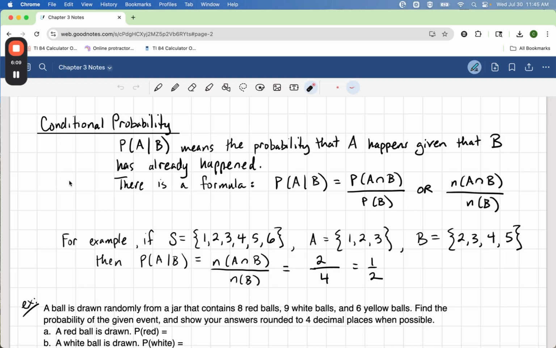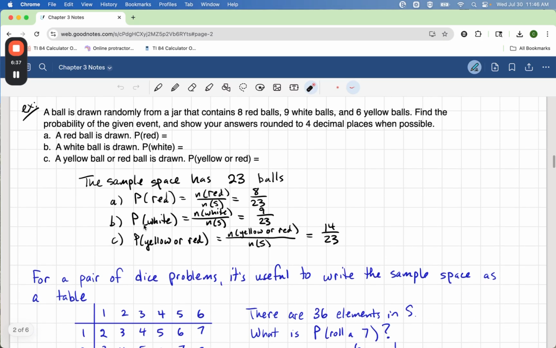So, for example, if S is 1, 2, 3, 4, 5, and 6, and A is 1, 2, 3, B is 2, 3, 4, 5, then probability of A given B would be the number of elements in A and B, which is 2, because 2 and 3 are both in A and B, over the number of elements in B, which is 4. So you'd end up with a probability of 1/2, 2 over 4. All right, let's go and do an example from the beginning.